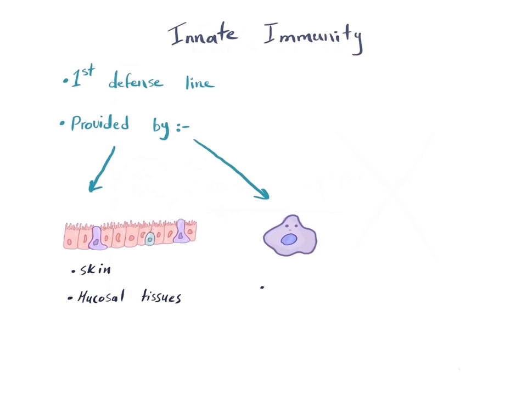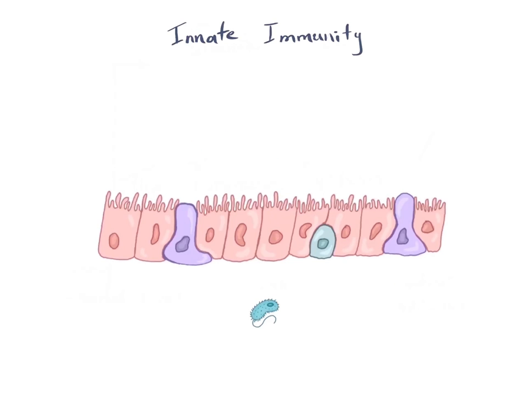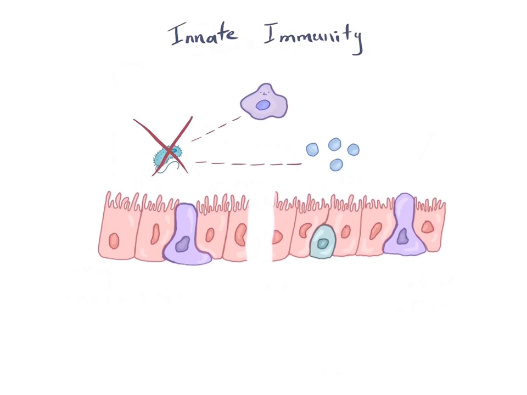mucosal tissues, and by the cells and natural antibiotics that are present there, and they all work to block the entry of microbes. If microbes do succeed in entering the epithelium and crossing to the tissues and circulation, they are attacked by phagocytes and proteins of the complement system.